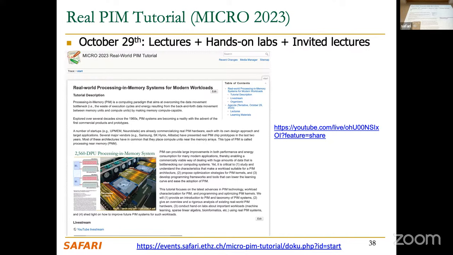And the reason why this slide is here is to offer you the possibility to attend, not in person, not necessarily that you go to the conference, but on YouTube, you will be able to attend all the different lectures that we will cover here. So if you are interested, and hopefully you will be, because processing in memory is a key part of this course, it's here, and you have the link to the website, and also the link to the YouTube live stream.